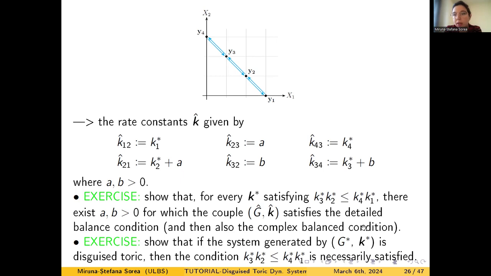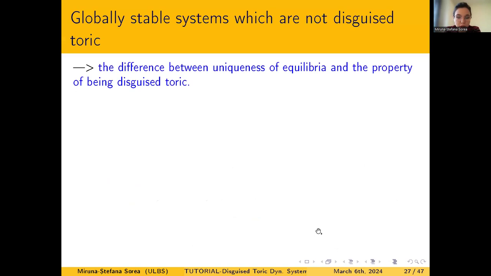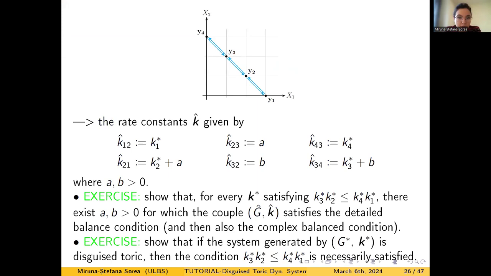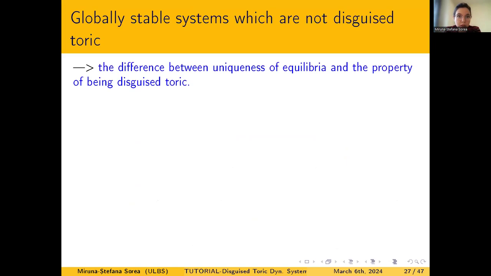And now, what about the other side of the implication? So suppose the system generated by G star, K star, so this one in this picture. G star is the one with one reaction per source. So suppose that that one is toric. And then we show, of course, I didn't add much information here, that the condition is necessarily satisfied. This is more involved. It required a bit of details that would have taken me too much time, and I couldn't add them here. So this is just what we did. So with this, the proof is done, the ideas of the proof, and we completely characterize the dynamics of the graph of the quadrilateral on a line.